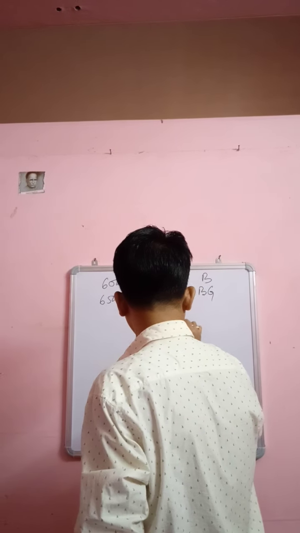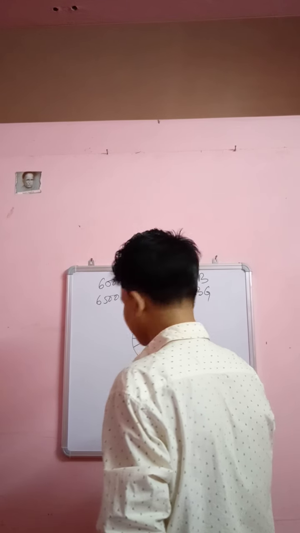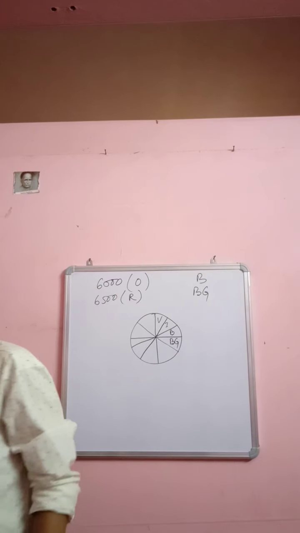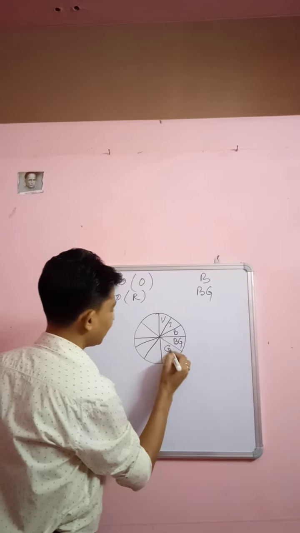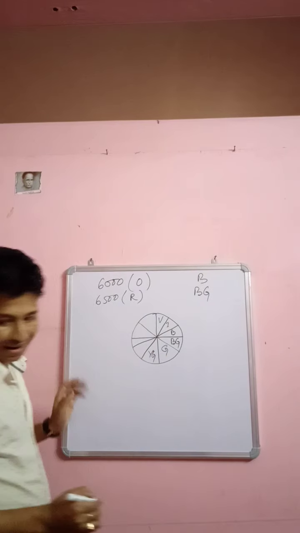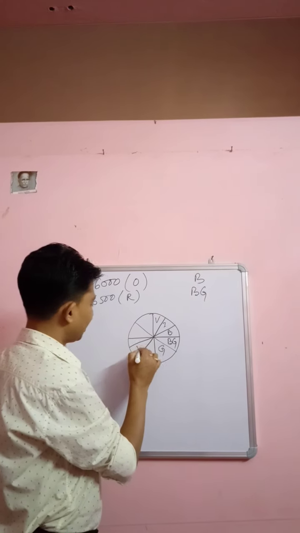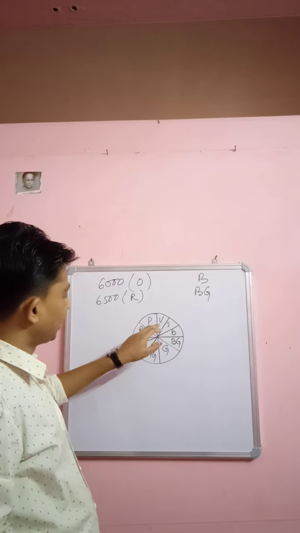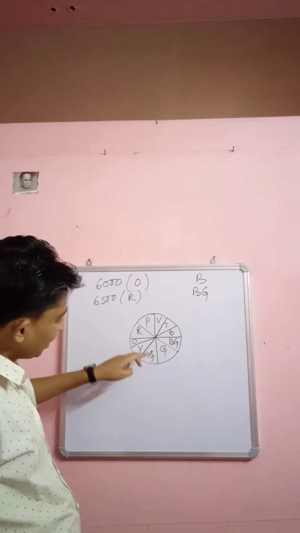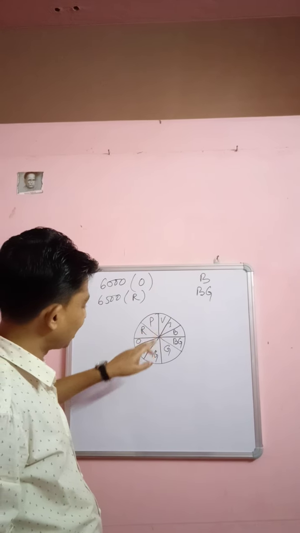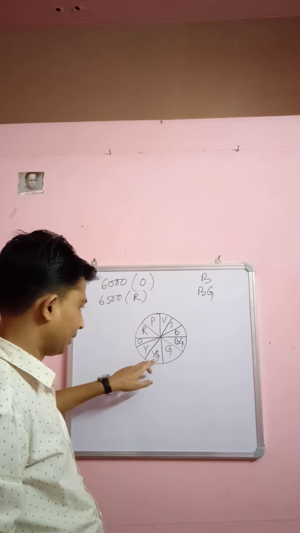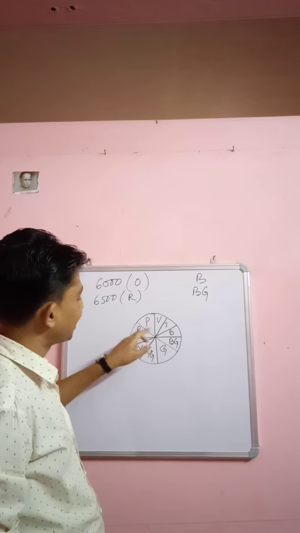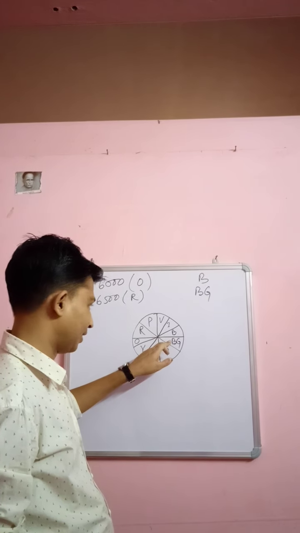Violet, indigo, blue, then blue green, then green, yellow green, then yellow, orange, red and purple. So see, the opposite of violet is what? Yellow green. So if the absorbed color is violet, the complementary color will be yellow green. Opposite of red is what? Bluish green. So if the absorbed color is red, the complementary color will be bluish green.